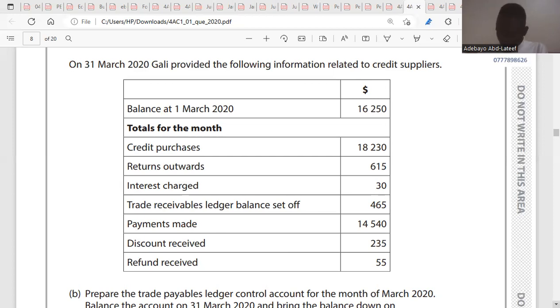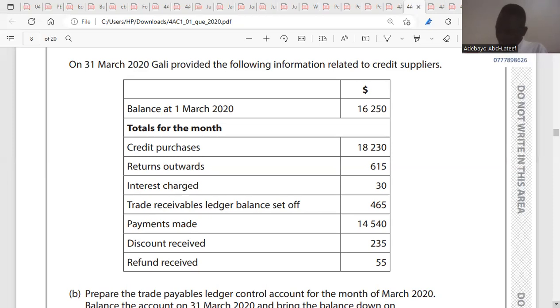So let me add them together first. We have 615 plus 465 plus 14,540 plus 235 gives 15,855. There's always going to be a difference between the debit side and the credit side. For the trade payables control account, your credit side must be bigger than your debit side. Are you with me? So for the debit side of our trade payables control account, we have 15,855.